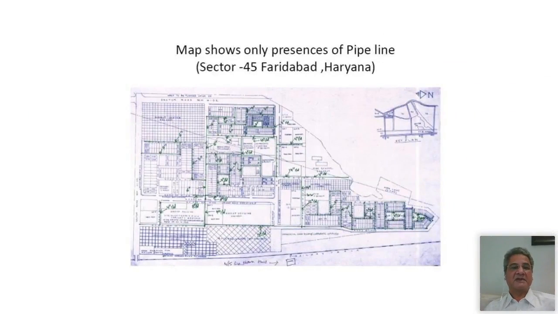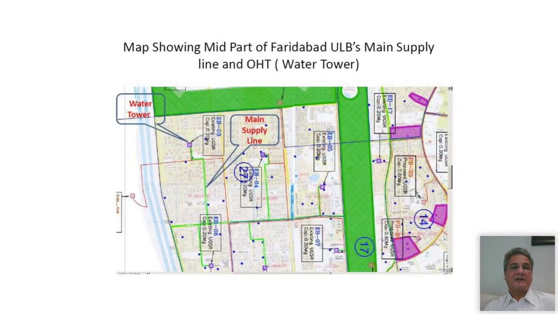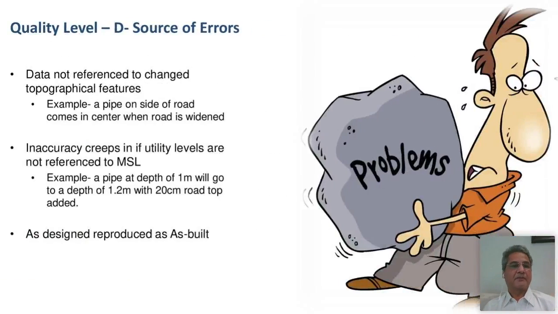And the map showing only presence of pipeline. So it just shows that on these routes, the pipeline is there. So once you are surveying on these routes, you know that there is a pipeline there. Now this is again Faridabad showing different kinds of pipelines. So this is what we call quality level D information, taken from the background information.